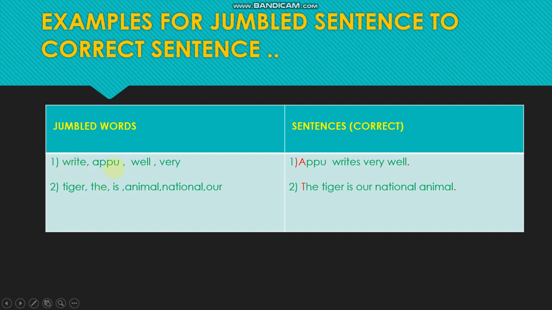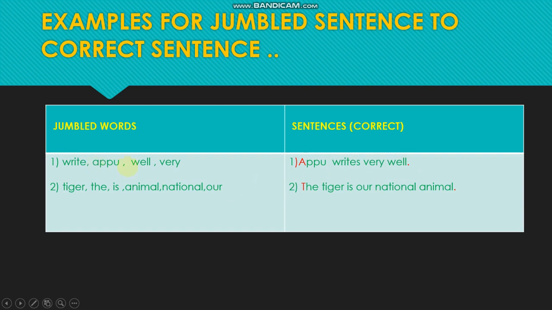Right, Apu, well, very. Second one, tiger, the, is, animal, national, are. As you can see here, these words do not make any sense and they are just normal words kept in commas and they are very jumbled. Whereas over here, we rearrange these words to make a proper sentence. Here, right, Apu, well, very becomes Apu writes very well.